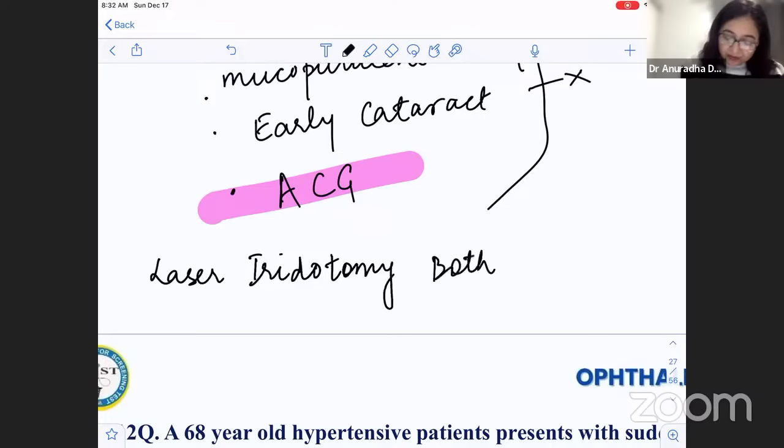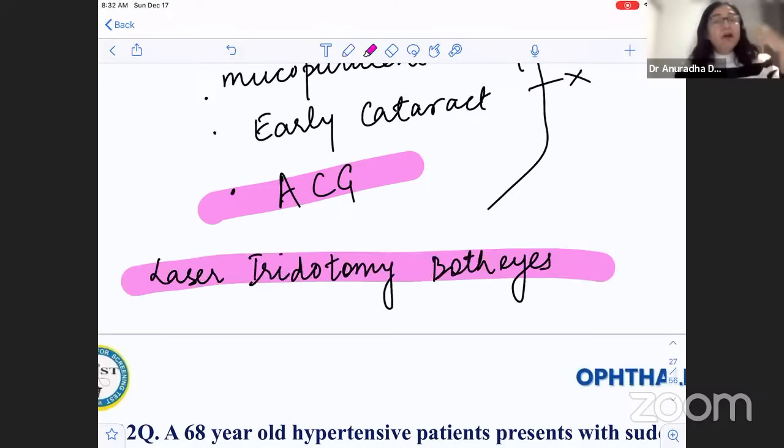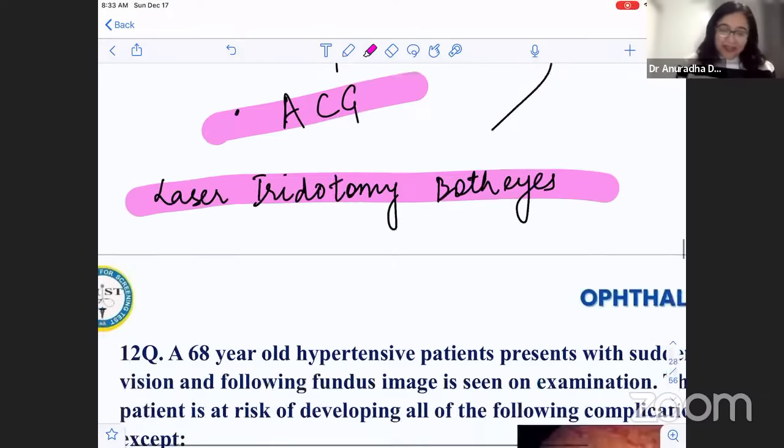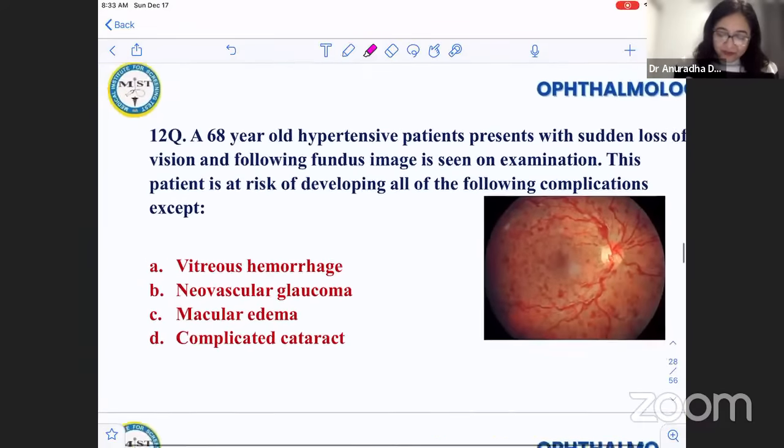Laser iridotomy in both eyes is the treatment to prevent the future attacks. And of course, the management of the acute angle closure glaucoma also you should know better. Right? Okay. Let's move on to the next question.